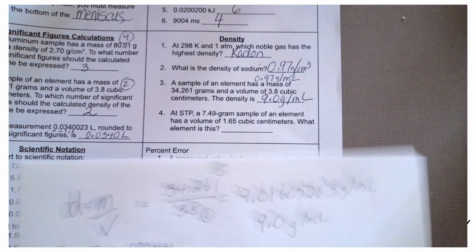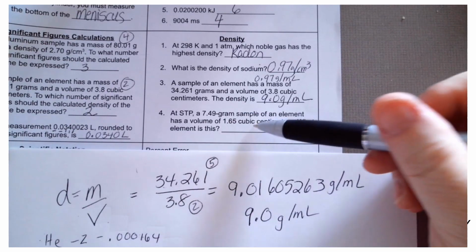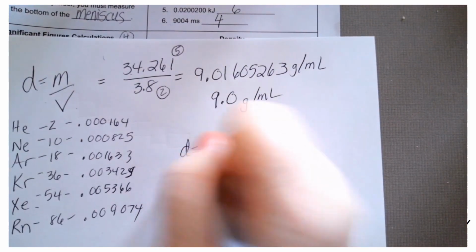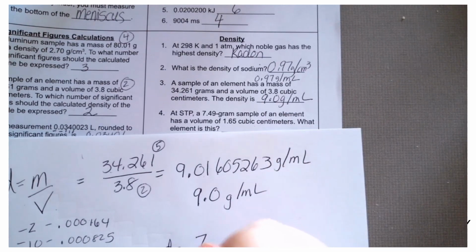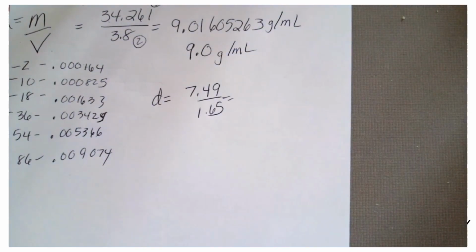And then I have this one. I have a gram, so that's mass. I have volume. So it says, what element is it? So first I have to find the density. So 7.49 divided by 1.65. So that is the math that I'm doing, right? So again, I need my calculator.